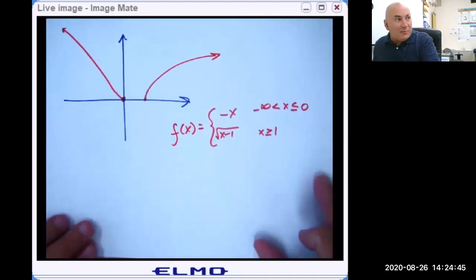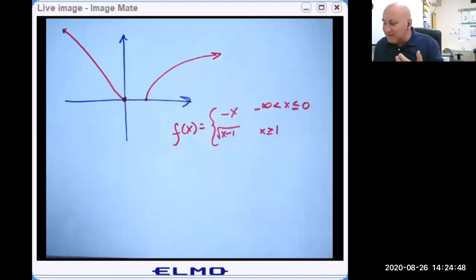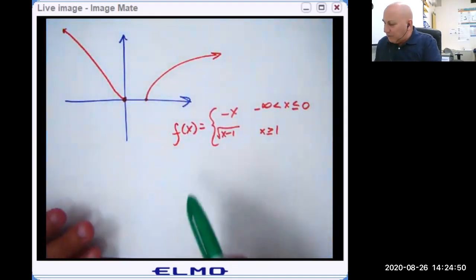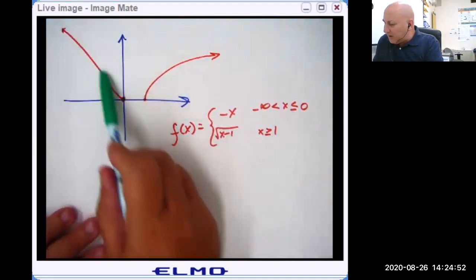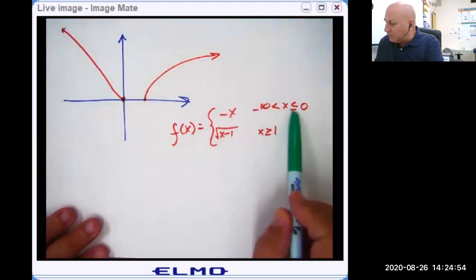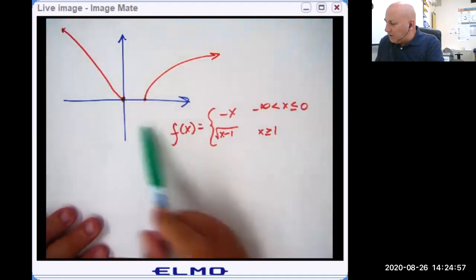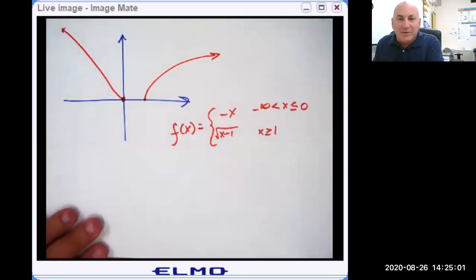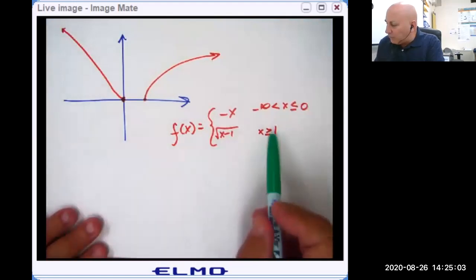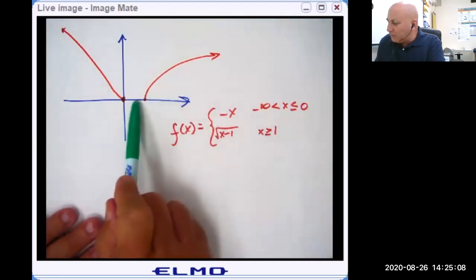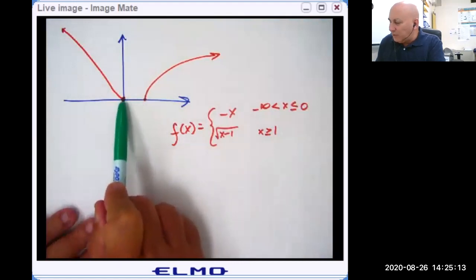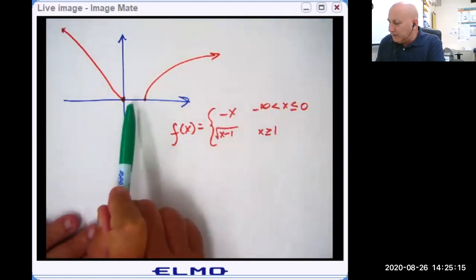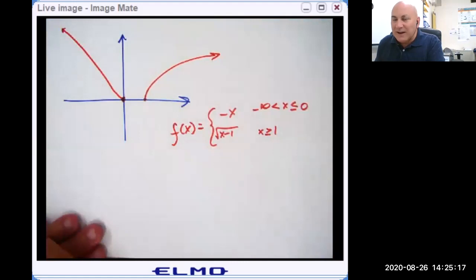Here is another piecewise function that is discontinuous. You see y equals negative x down here, and this time it touches 0. And then you can tell the domain of this function, what's underneath the radical has to be 0 or greater, which means the domain has to be 1 or greater. So the graph doesn't even exist in here. This interval from 0 to 1 is not in the domain.